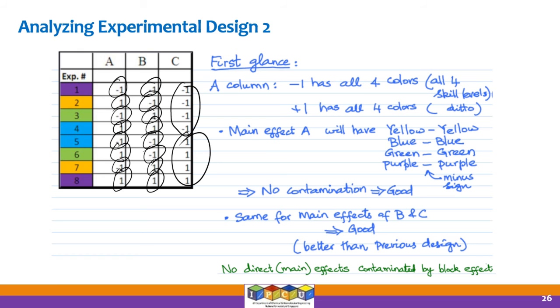So if you take a look at the A column now, A equal to -1 has all the four colors.